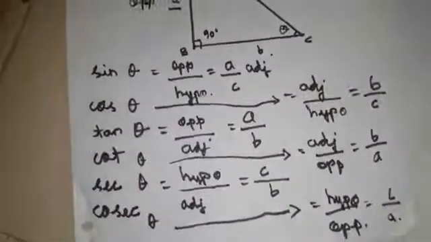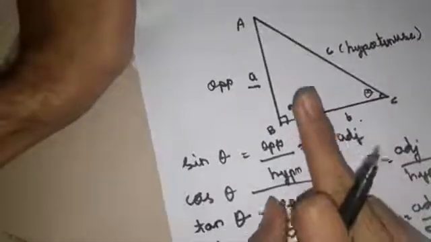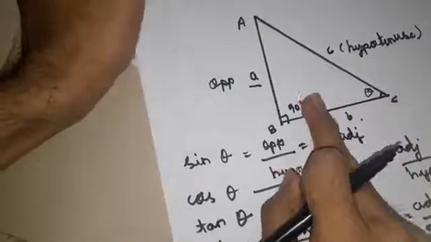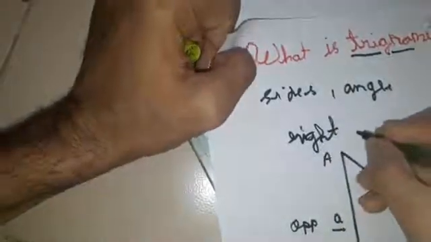These are the trigonometric ratios. There are 6 trigonometric ratios. It is the study of the triangle, its sides and angles. It only deals with the right angle triangle. This is what you have to remember: it does not deal with any other triangles like the obtuse or acute angle triangle. Similarly, if angle theta is considered, we can write these 6 ratios.